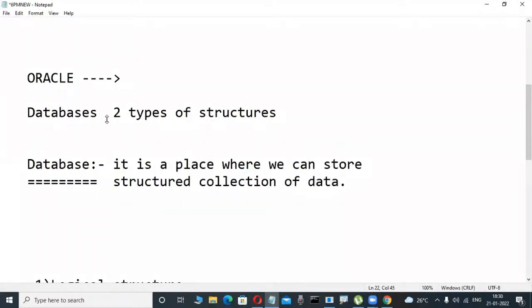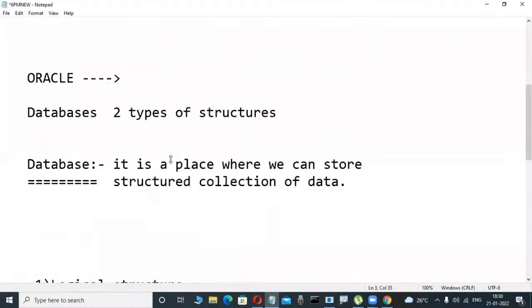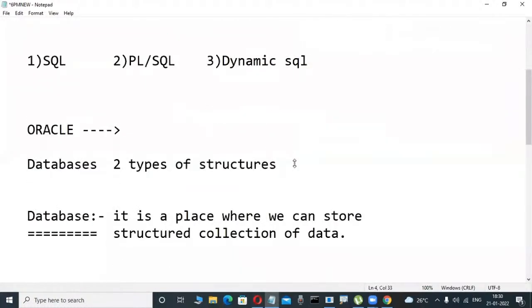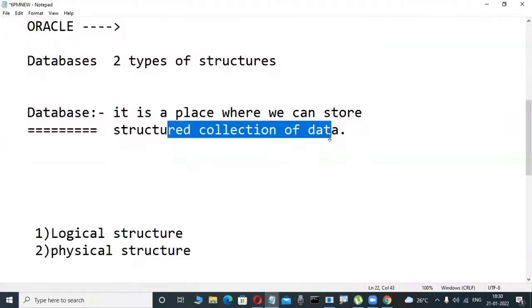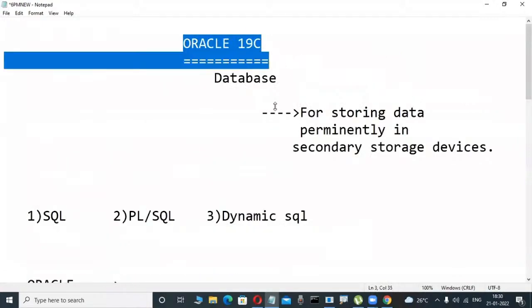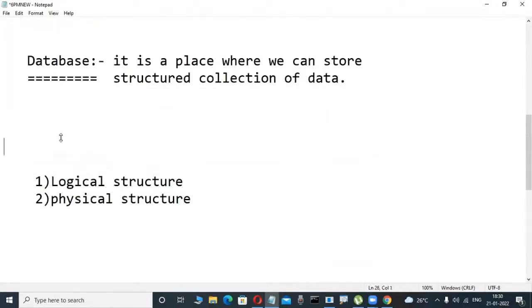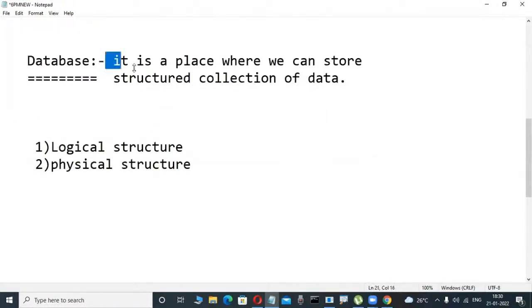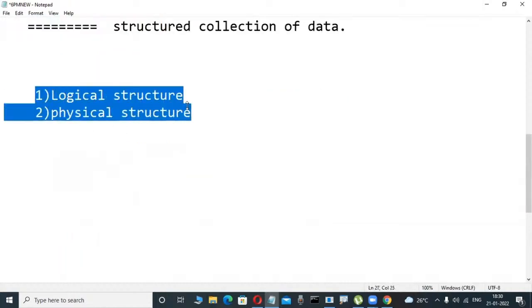Observe here. Whenever we install Oracle or any relational database software, what is a database actually? It is a place. Whenever we install this type of software, automatically some place is reserved in the hard disk. In that place only we can store a structured collection of data. But whenever we install these softwares, two types of structures are there. One is logical structure, another one is physical structure. This definition I am not explaining today, you will understand one of these days. First, two types of structures are there.